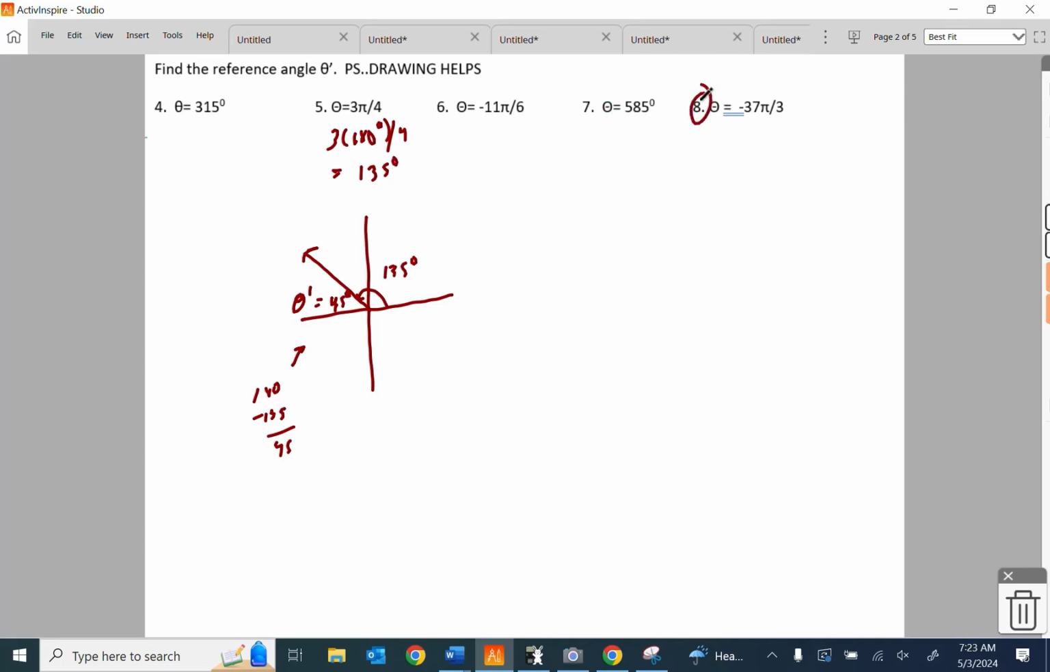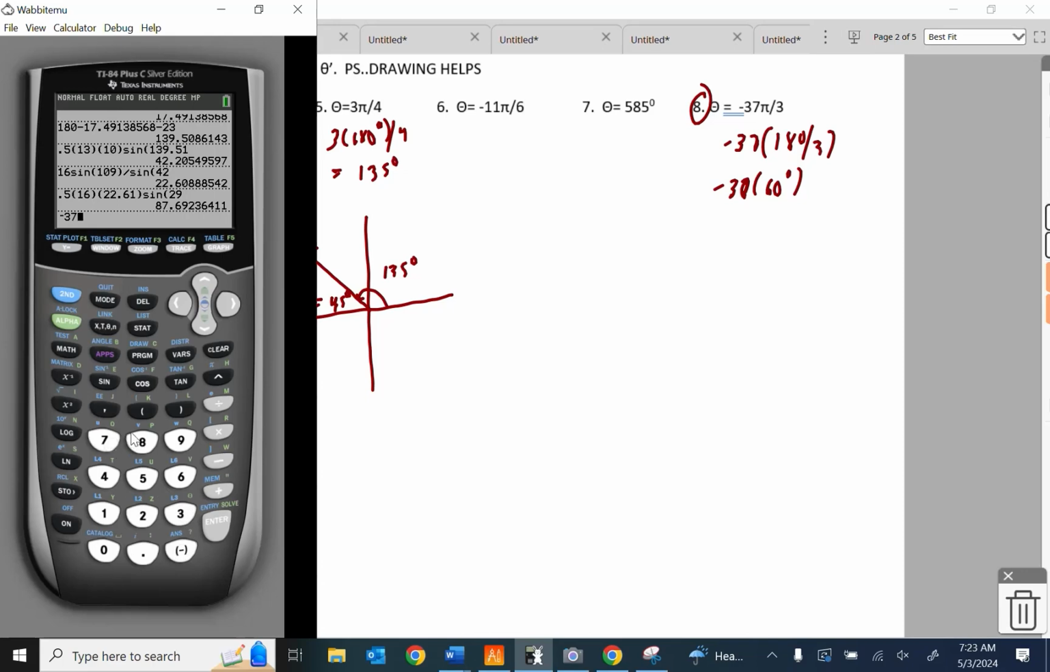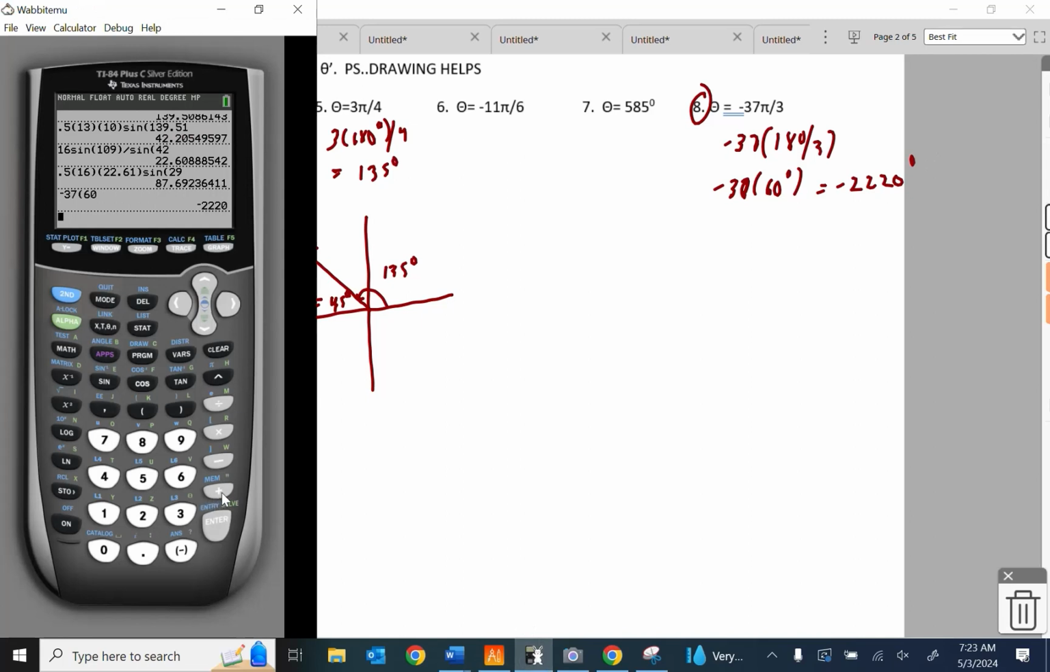This one's kind of a big angle. Negative 37 pi over 3. That'd be negative 37 times 180 over 3, which is negative 37 times 60. I don't want to do that in my head. I've got to conserve my brain power. So negative 37 times 60, negative 2220. Holy moly, that's a big angle. I don't want to draw that. So let's just add 360 a bunch of times. There we go, negative 60.